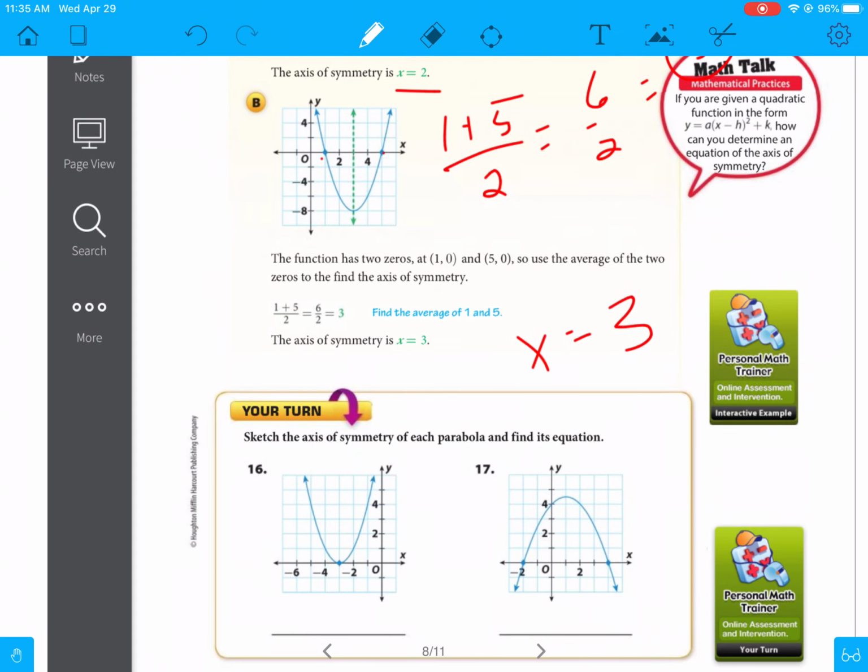So just like number 16, it only crosses once, and your vertex is at (-3, 0). So your axis of symmetry is at -3. For number 17, look at where the x crosses. So we have a -2 plus 4 divided by 2, which is 2 divided by 2, which equals 1. So your axis of symmetry is at 1.